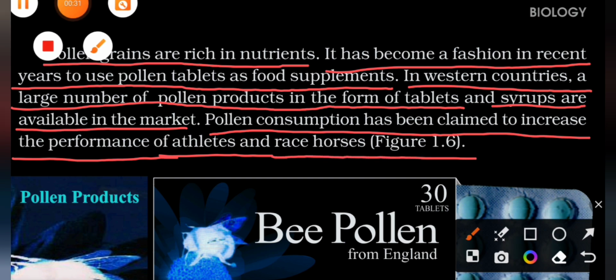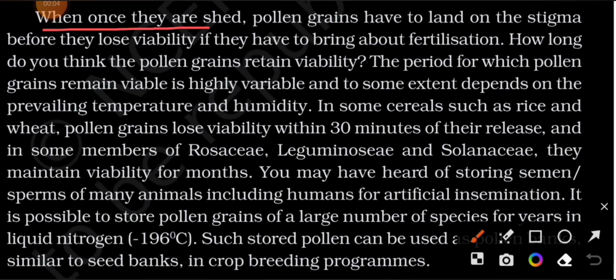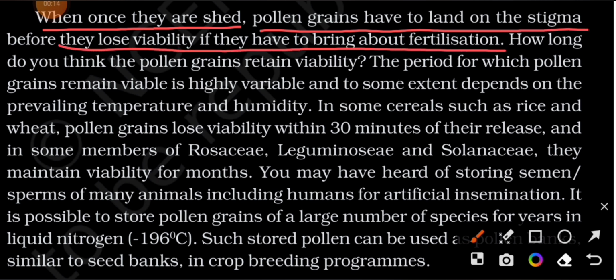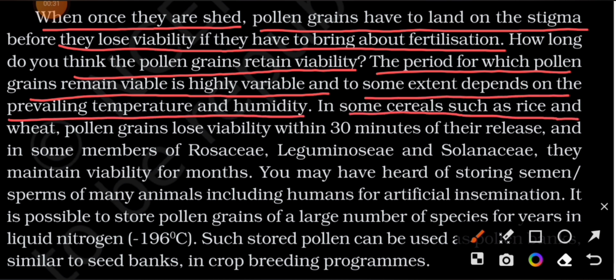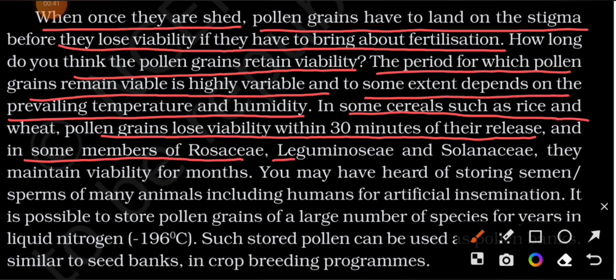Figure 1.6. When once they are shed, pollen grains have to land on the stigma before they lose viability if they have to bring about fertilization. How long do you think the pollen grains retain viability? The period for which pollen grains remain viable is highly variable and to some extent depends on the prevailing temperature and humidity. In some cereals such as rice and wheat, pollen grains lose viability within 30 minutes of their release. And in some members of Rosaceae, Leguminosae and Solanaceae, they maintain viability for months.